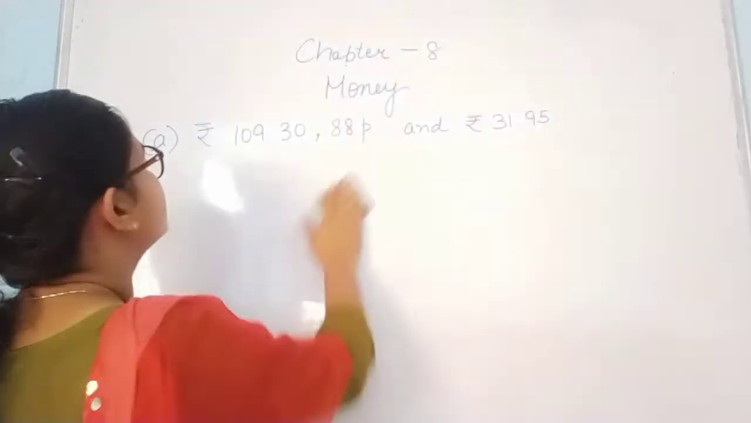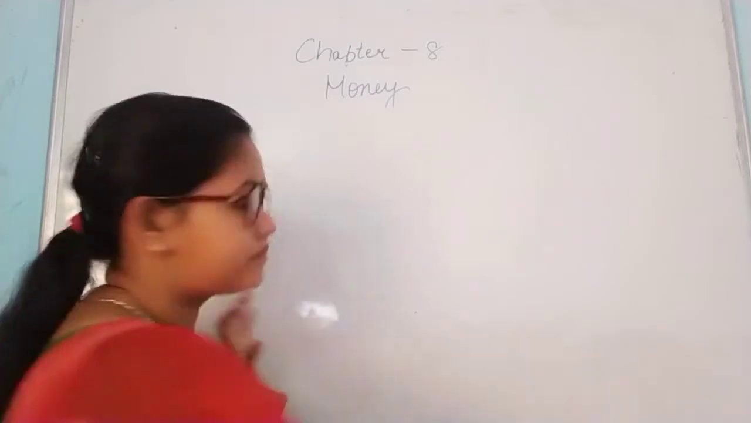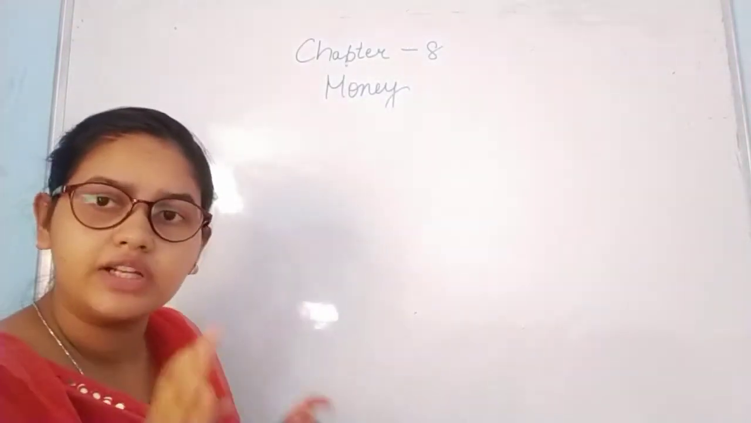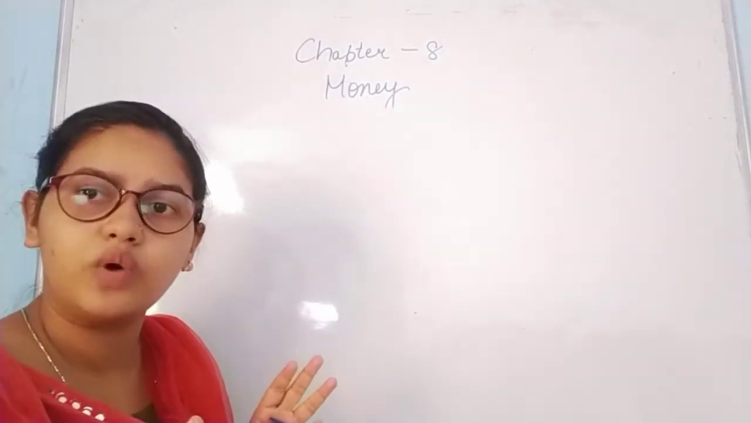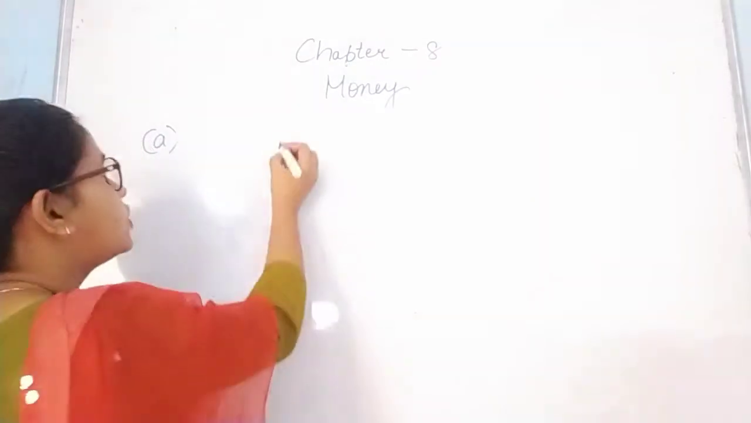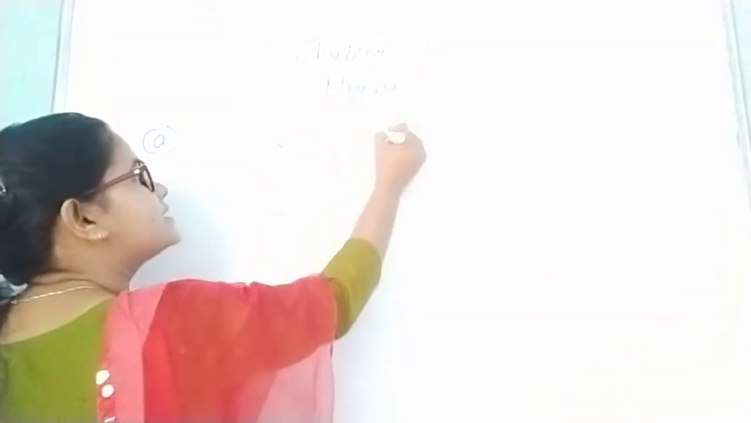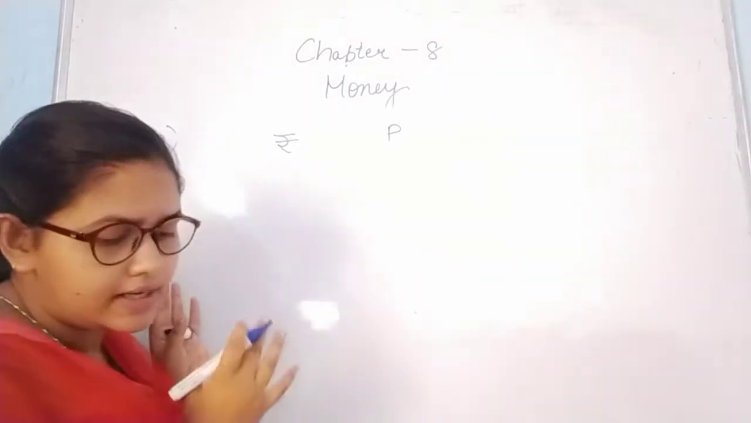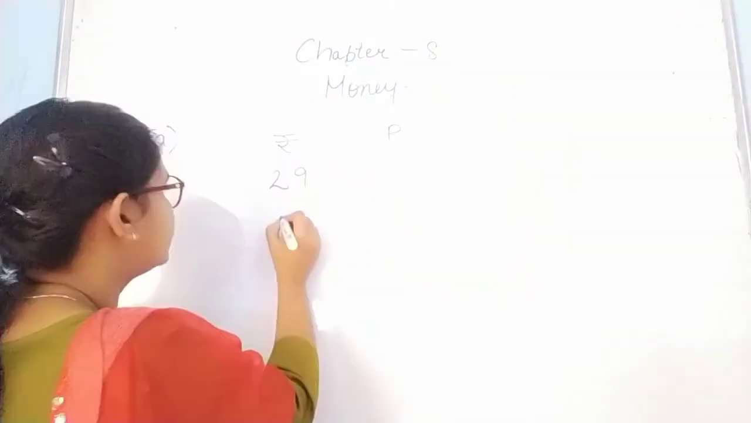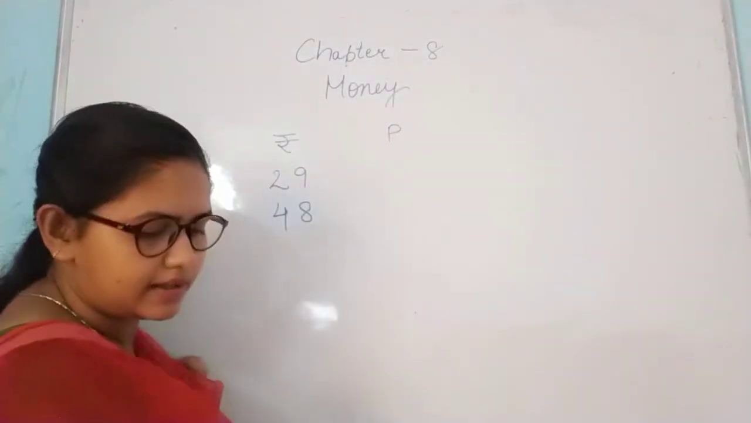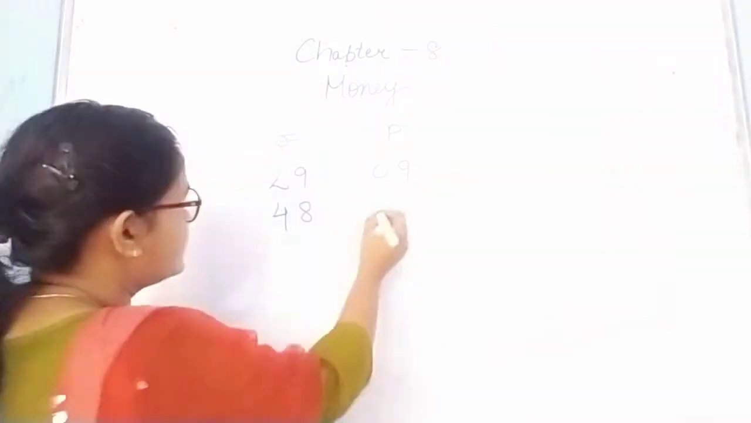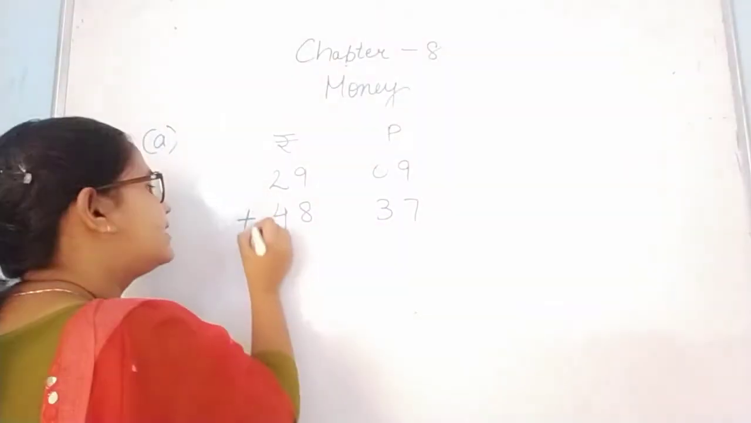Okay, let's do this first. The first one we have done in our previous class, so let's start from the second sum. We are going to start it. The second sum is rupees and paise. We have to divide it, right? The rupees are 29 and 48, and the next ones are 09 paise and 37 paise here, and we have to add this.